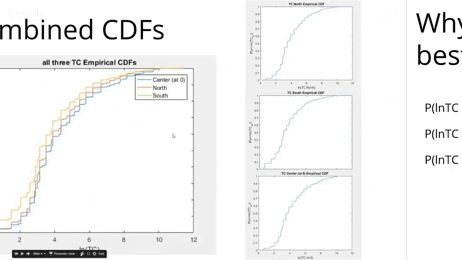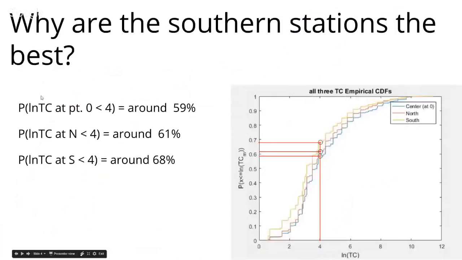Why is that? Because a CDF is finding a probability of X, a number, being less than a certain number. In our case, we can see that, for example, the probability of the natural log of TC at the center being less than 4 is around 59%. As we can see from here, the natural log of TC is 4 on the blue curve, and then it's around 59%. This means that there is a 59% chance for the natural log of TC to be less than 4.